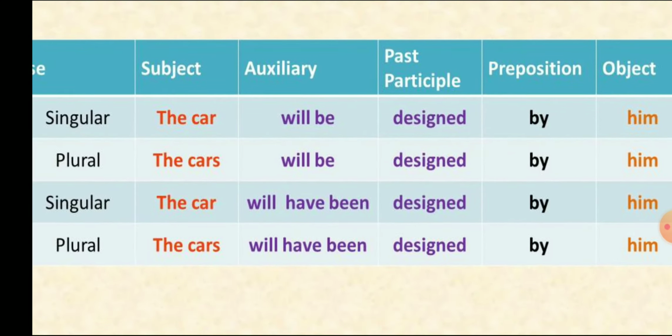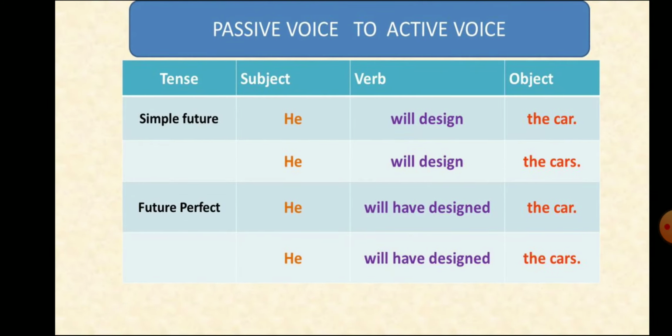And next, the cars will be designed by him. We have to remove be. So subject is cars and object is him. So the subjective case for object him is he. So he will design the cars.